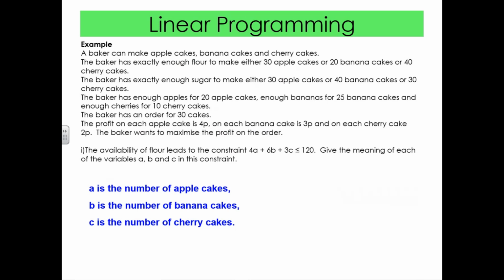You could choose a sensible number that is divisible by 30, 20, and 40. You could choose 120. You could choose 1,200. There are other options you could have. But let's just choose 120.